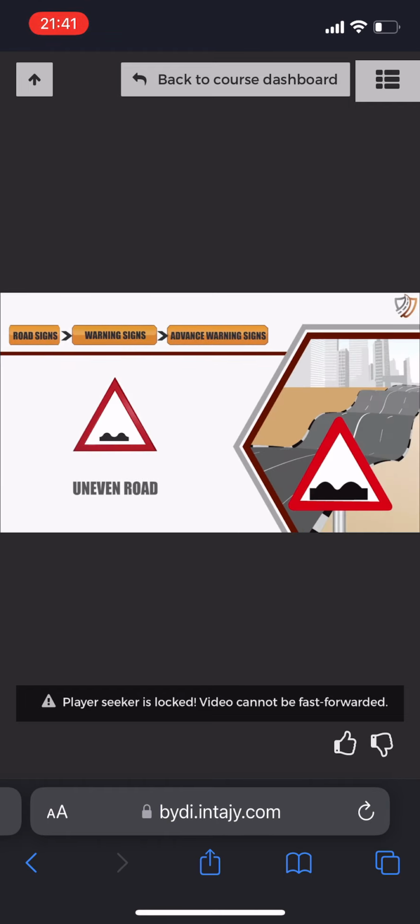Uneven road. Roads are often uneven in certain areas. This sign is to warn motorists that the road surface is uneven. Motorists must slow down and avoid lane changing and overtaking.